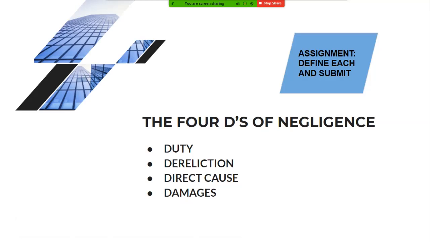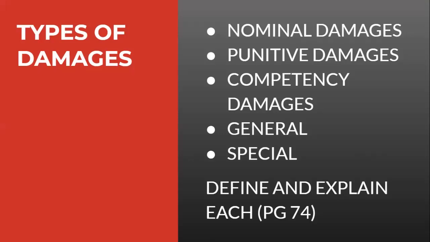The 4 Ds of negligence: duty, dereliction, direct cause, and damages. So this is an assignment for you. You need to define each of these 4 Ds and submit their definitions, please. Types of damages: nominal damages, punitive damages, compensatory damages, general, special. I need you to define each of those and explain them.